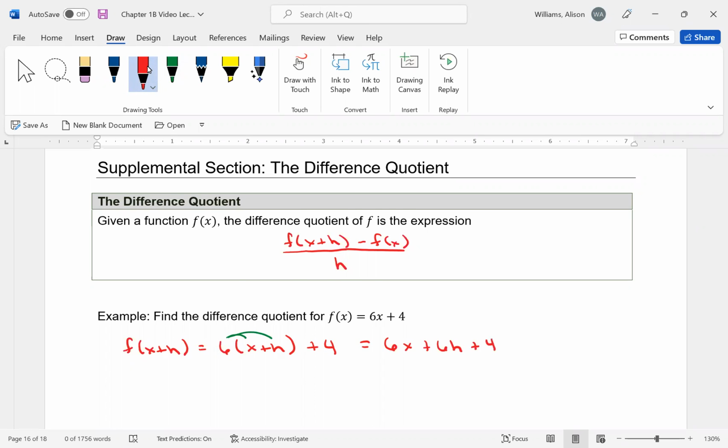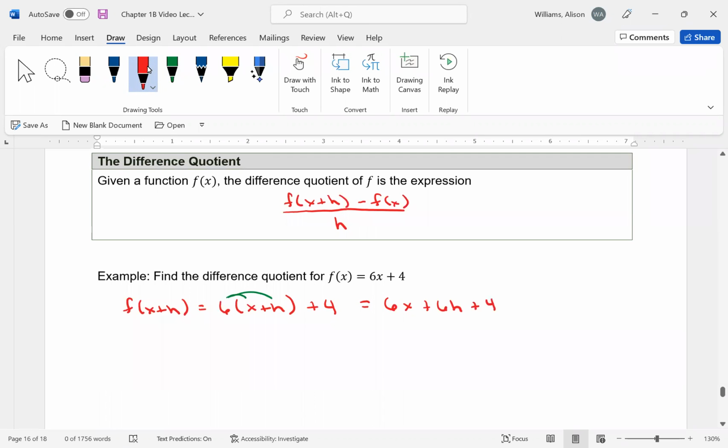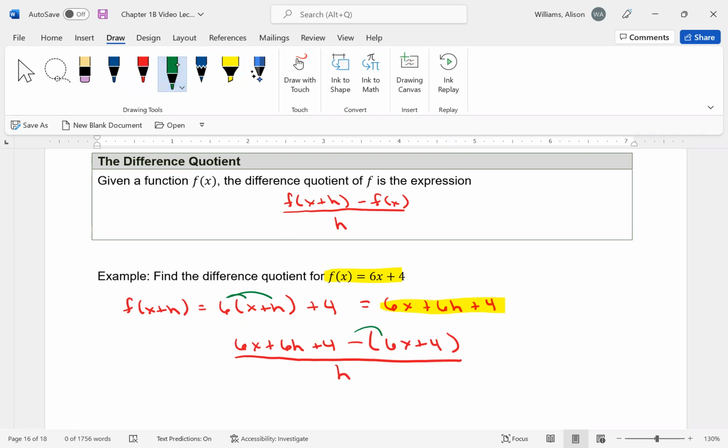So according to the difference quotient, I'm going to take f of x plus h, which is this thing I just found right here, 6x plus 6h plus 4, and I'm going to subtract f of x, which is 6x plus 4. That's f right there. And then I'm going to divide the whole thing by h. Now I could do a little simplifying. I can distribute this negative in and then maybe combine some like terms.